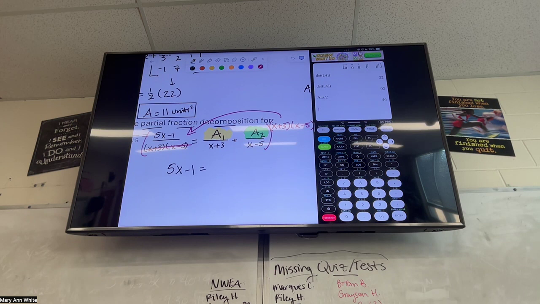When I multiply it by my first fraction, A sub 1 over x plus 3, the x plus 3 cancels, and I'm left with just x minus 5. So I'm going to write A sub 1 times x minus 5. And then when I multiply by the last fraction, the x minus 5s cancel, and I'm left with just x plus 3. So we'll write plus A sub 2 times x plus 3.